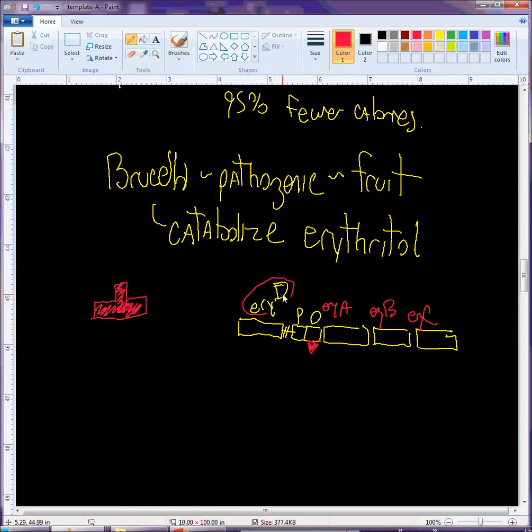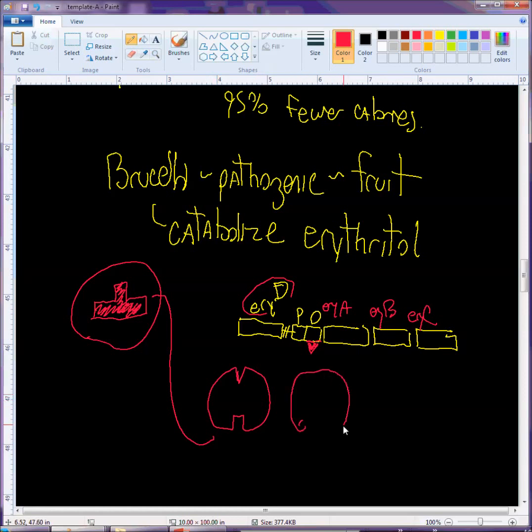So what did we say for ERYD? Again, encodes a product that represses the expression of the other 3 genes. Okay, so let's make it look just like lac-I. So I think a key line in this question is that catabolism is stimulated by erythritol. So here's erythritol. If we add this to the cell, catabolism is stimulated. That means when this is here on the repressor, then the repressor is no longer going to bind the operator, and we're going to transcribe these genes here.